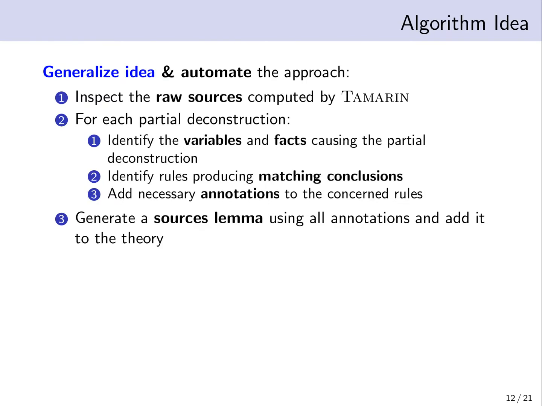Once we have identified all these rules, we can add the annotations. We will add an annotation to the rule that caused the partial deconstruction, and an annotation to each rule that produced a matching conclusion. And once we have all the annotations, we can generate the sources lemma, add it to the theory, and ask Tamarin to continue using this lemma.